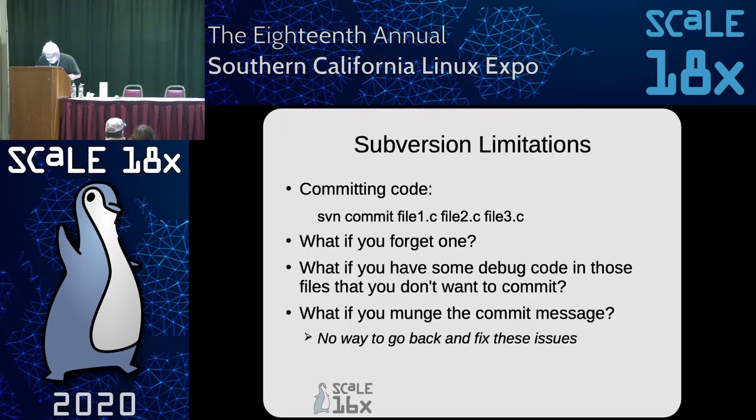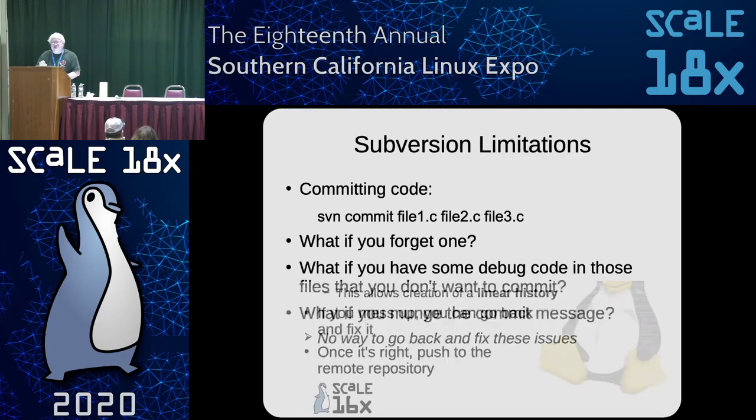And more limitation. When you commit code in Subversion's svn commit, file 1, file 2, blah blah blah. What if you forget one? What if you have some debug code in there that you don't want to commit? What if you screw up the commit message? There's really no way to go back and fix it. You have to do one of those oops commits.